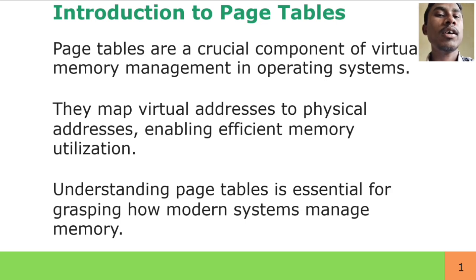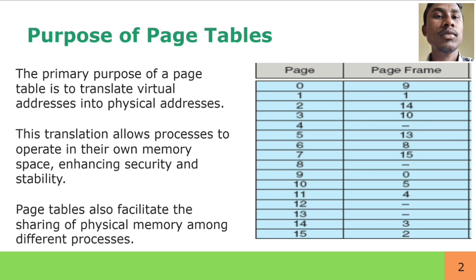So page tables in an operating system are very important, and while defining any algorithms or programs, they play a major role in the operating system. Then, purpose of page tables. The primary purpose of page tables is to translate virtual addresses into physical addresses. This translation allows processes to operate in their own memory space, enhancing security and stability. Page tables also facilitate the sharing of physical memory among different processes.